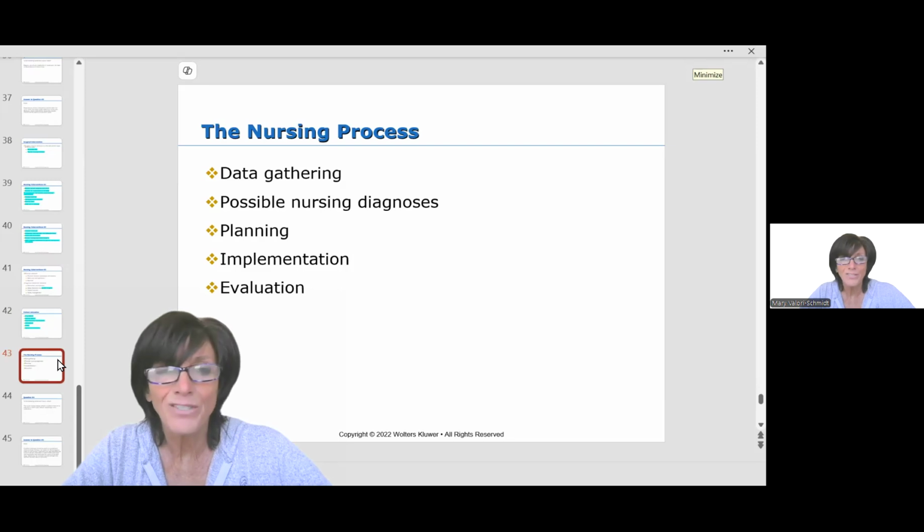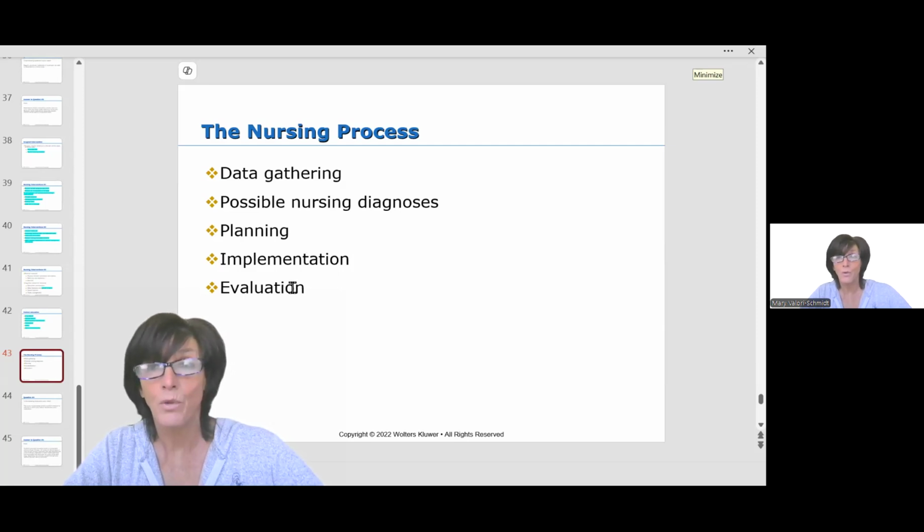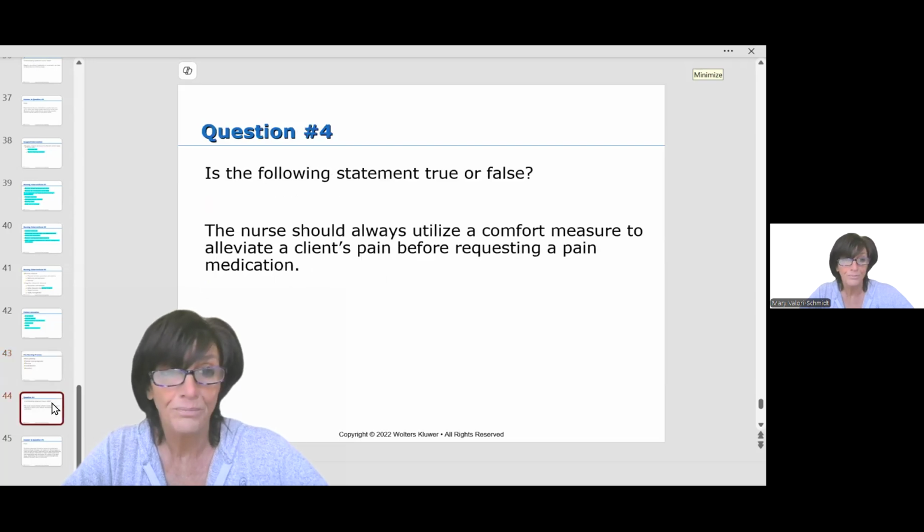And you're always using the nursing process. That's something that never changes. Whenever you are dealing with a patient, you are assessing or gathering data, coming up with a diagnosis, then you're planning what you're going to do, and you're implementing it, and then you're evaluating it to see if it worked.